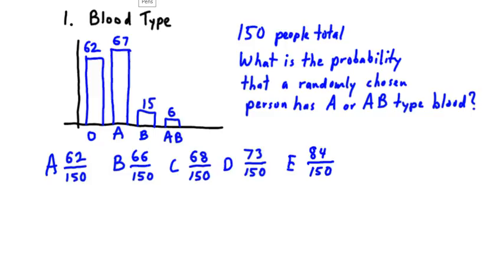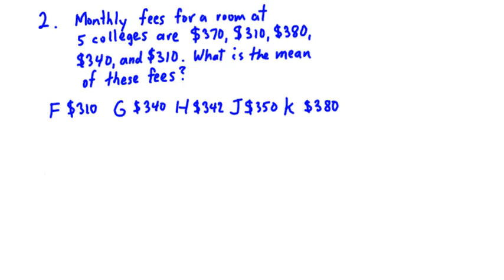Anyway, this is problem one, blood type. You have 150 people total. What's the probability that a randomly chosen person has A or AB type blood? You have this bar graph, where the A blood is going to be 67 people, and the AB blood is going to be 6 people, and you have 150 total, so that's going to be 73 over 150. This should be a pretty easy one. Answer choice D.